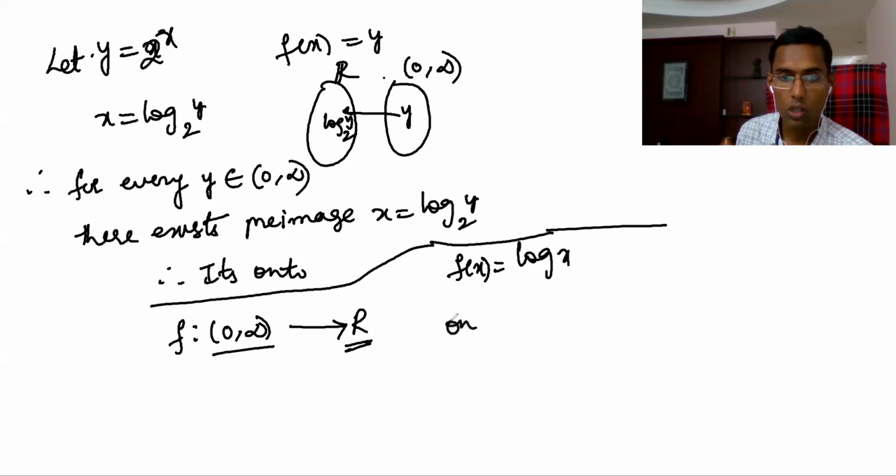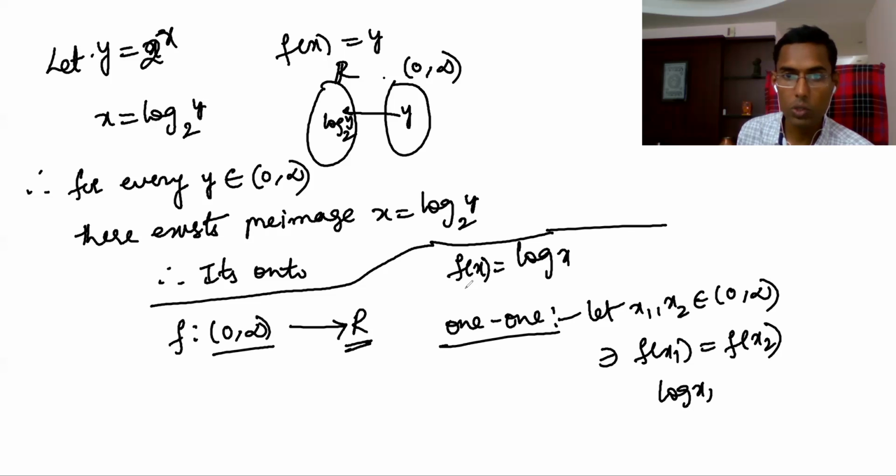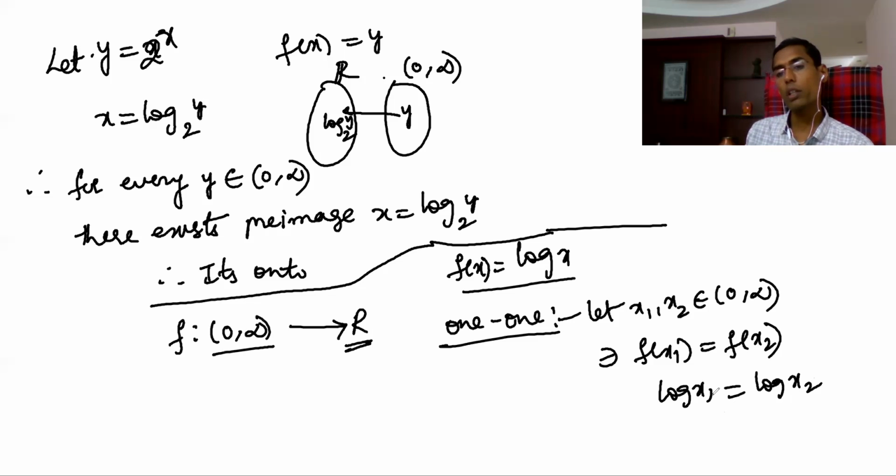Now we need to check one-one. How do you check one-one? Like I told you, let x1, x2 belong to 0 to infinity such that f(x1) = f(x2). You have to take it like this. That means log x1 = log x2. This is possible only when x1 = x2. If x1 and x2 are not equal, then the logs are also not equal. So different elements will have different images. No two elements will have the same image.